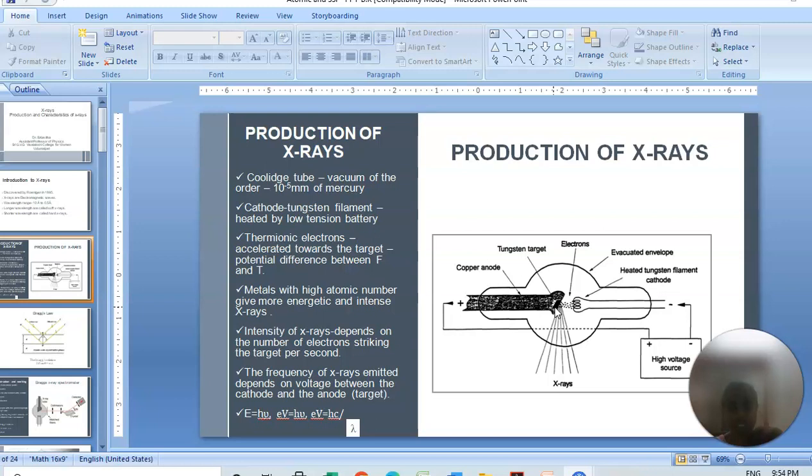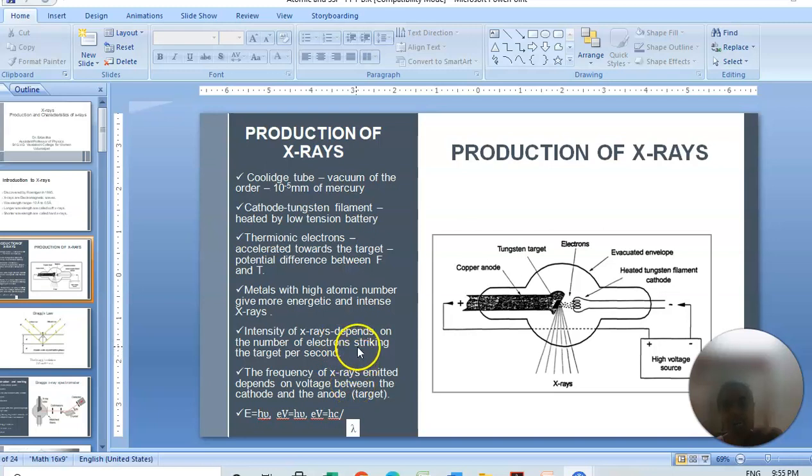Initially we said that there are two types of X-rays: hard X-rays and soft X-rays. When it is a longer wavelength, it is called soft X-rays. When it is a shorter wavelength, it is called hard X-rays. We name them like this by varying the wavelength. How it can be controlled in the production is the main point. There are two points: the intensity and the frequency.